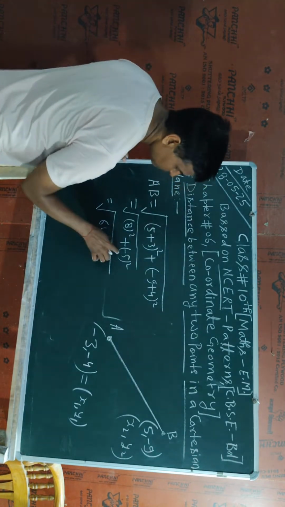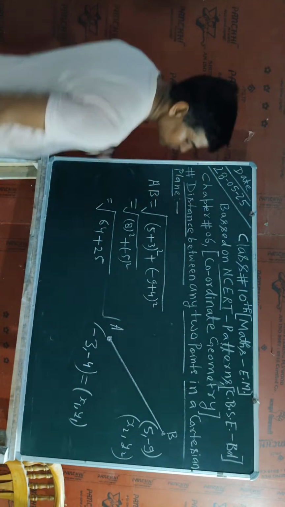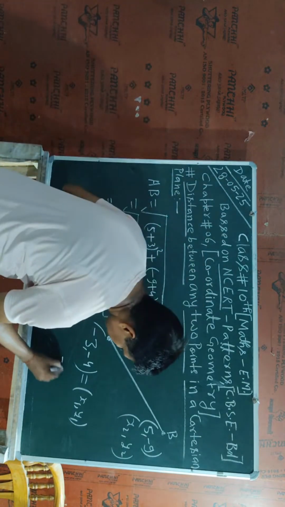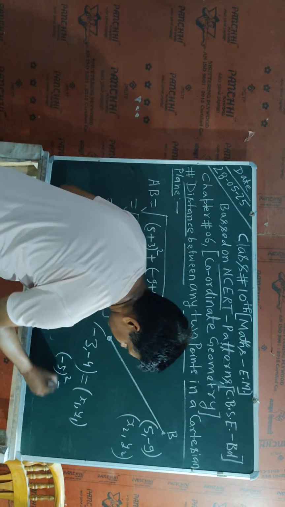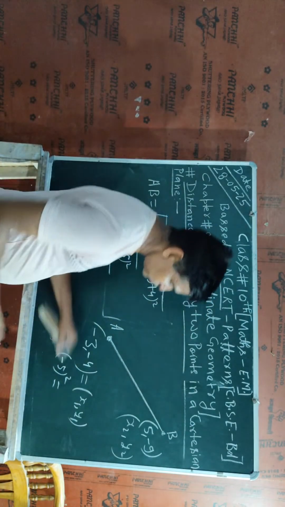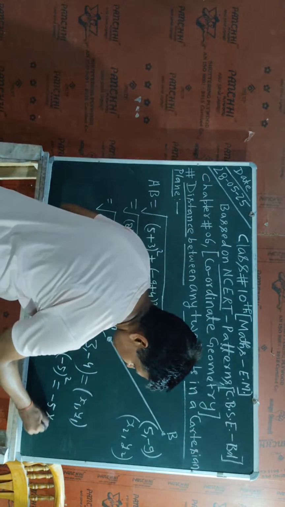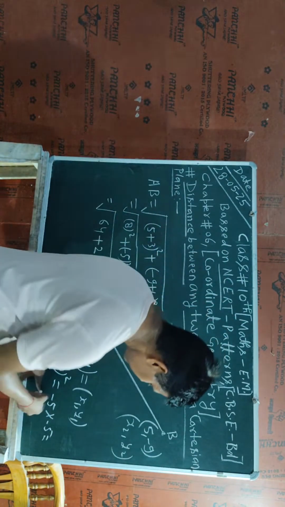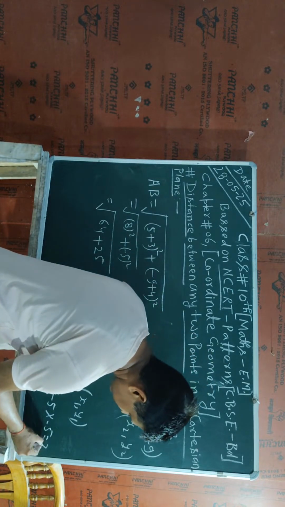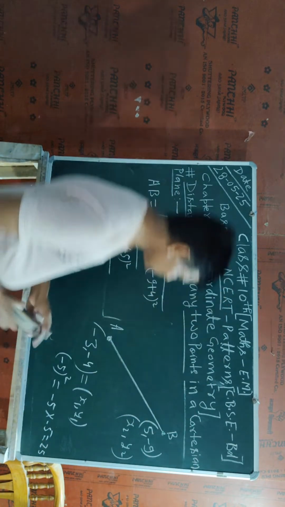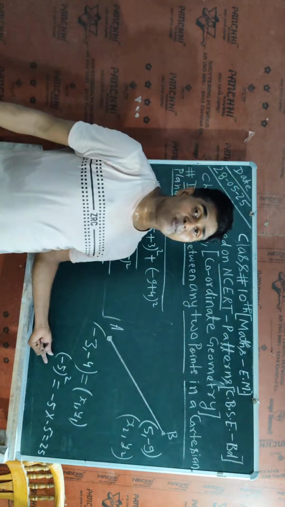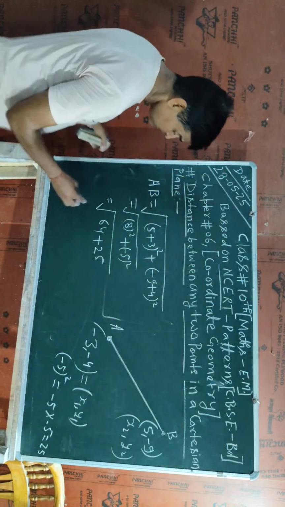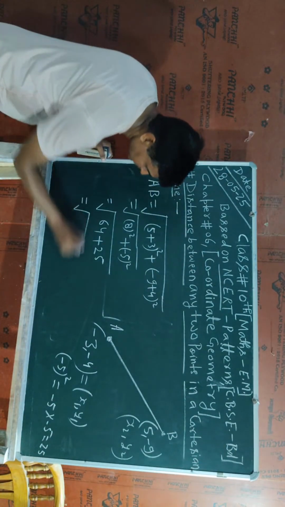Student, here you see I will take minus 5 whole square, which is minus 5 times minus 5. So multiplication of minus minus will be plus and 5 into 5 will be 25. So the square of minus 5 becomes 25. So directly I can get 25.